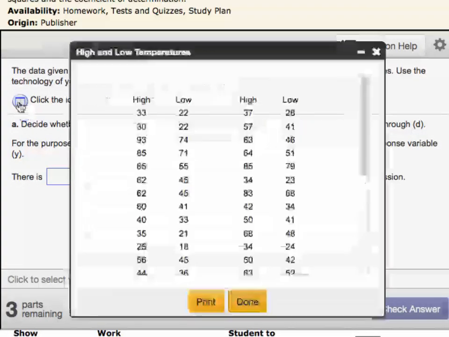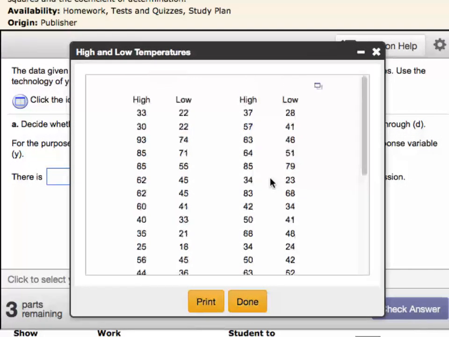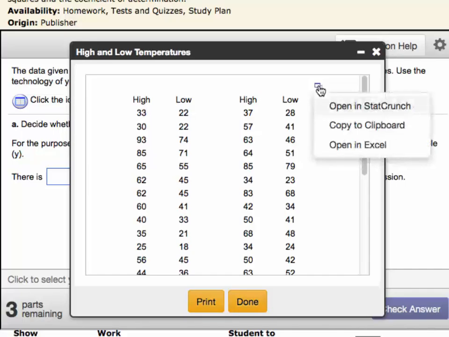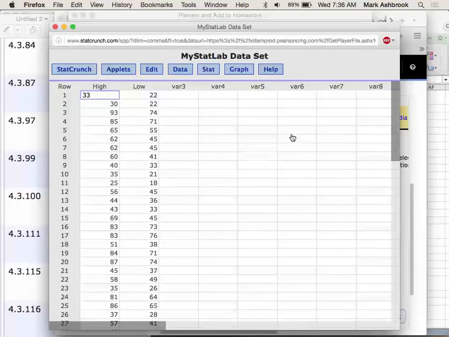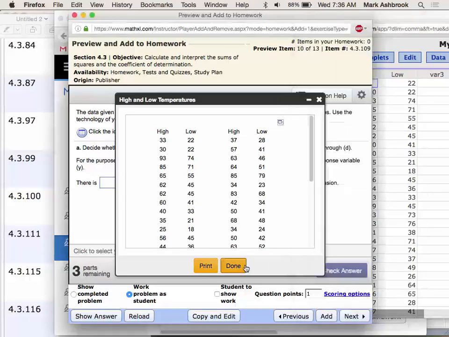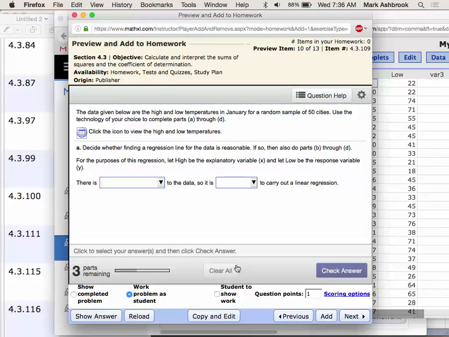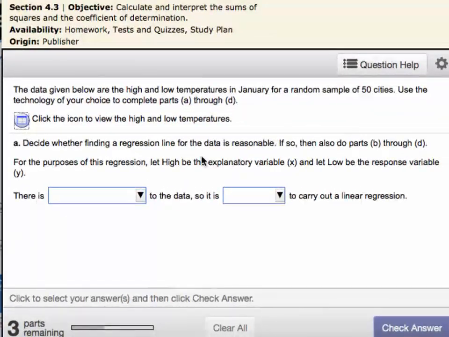So this is going to give us the table, highs and low temperatures, and then here I can get to StatCrunch from here. So there's StatCrunch. Let's see what they're going to ask us here. Decide whether finding a regression line is reasonable, right? If so, do parts B through D. For purposes of regression, let high be the explanatory variable and low be the response variable.